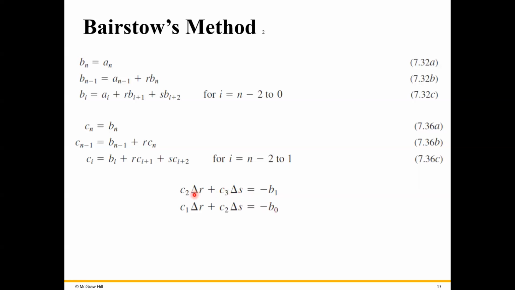Once we calculate delta r and delta s, they provide us the change in the values of these initial estimates r and s. Because delta is for the change, from this change we can calculate r and s for our next iteration. We take delta r and add it to r, and that will be the r for our next iteration.